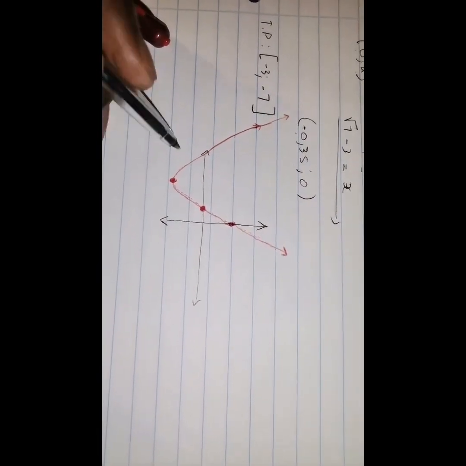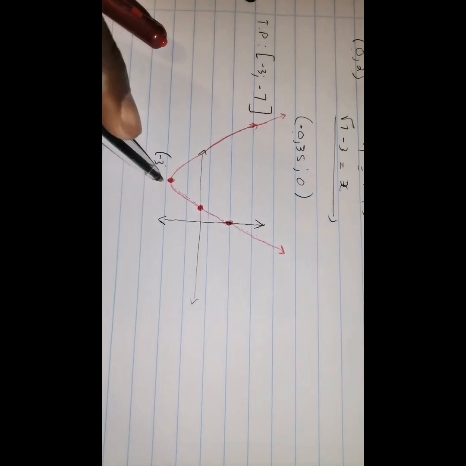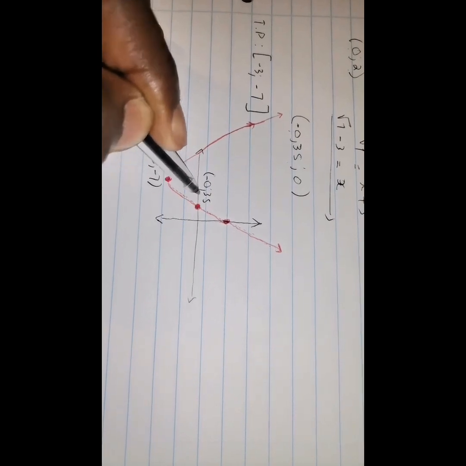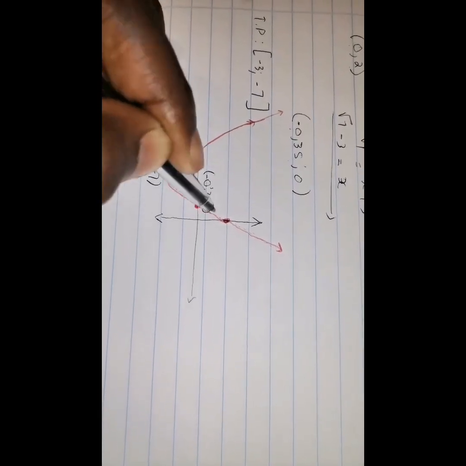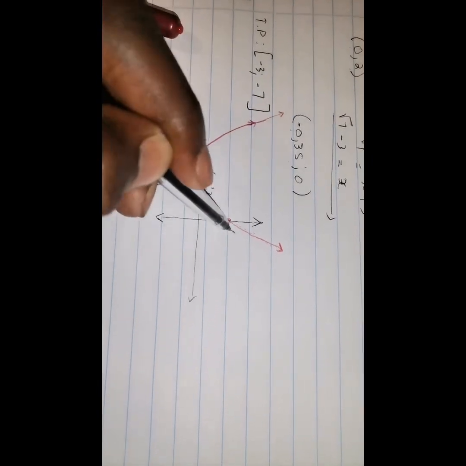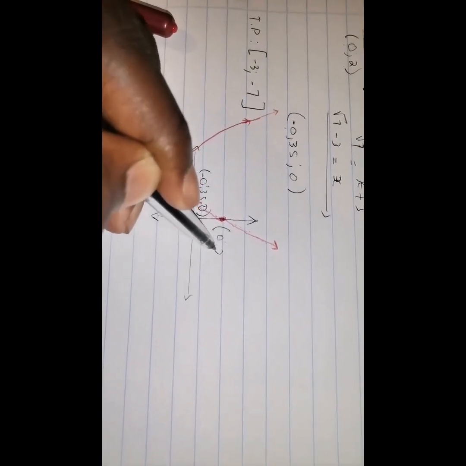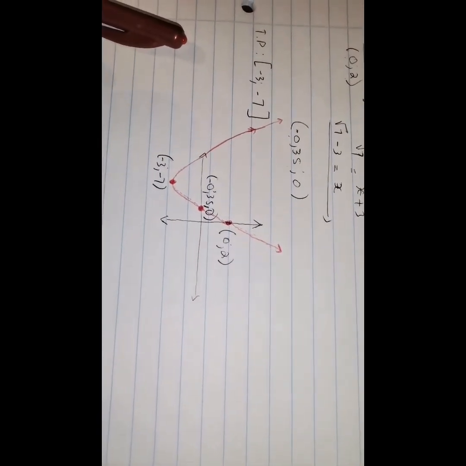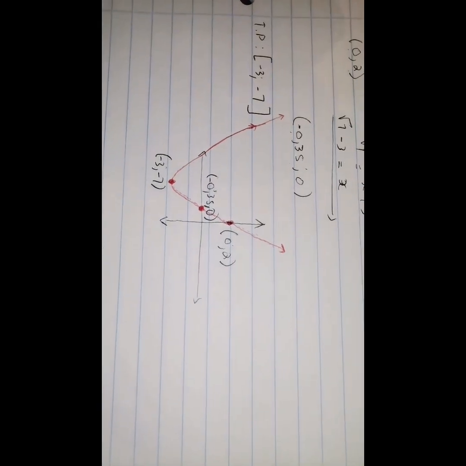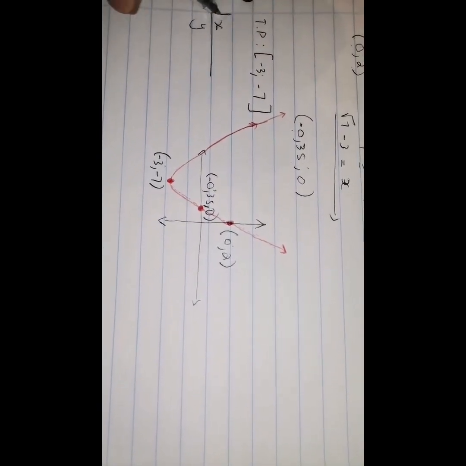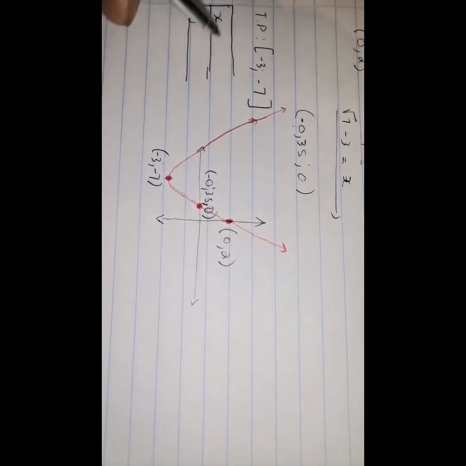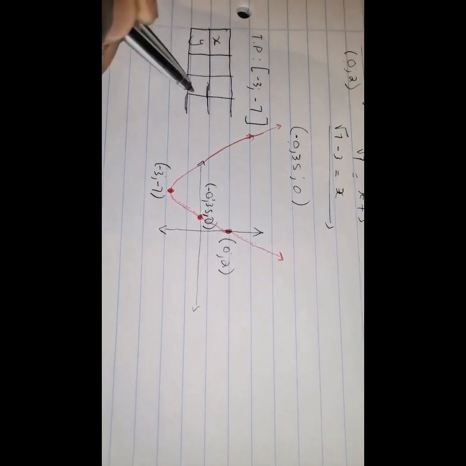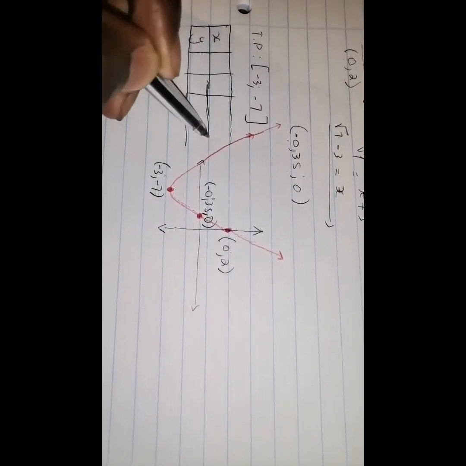Then let's just name our points. Negative 3 and negative 7, negative 0.35 and 0, and 0 and 2. This is our graph here, guys, and this is our parabolic function. That's how we draw it. Or we can have a box of x and y coordinates, for everything to be simple. You can have this box. This is the basic, guys.